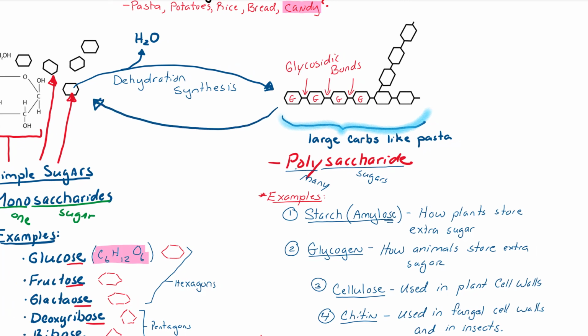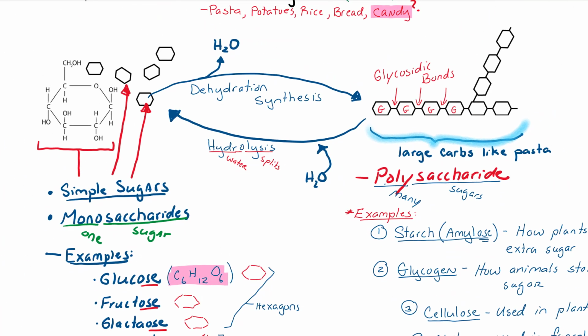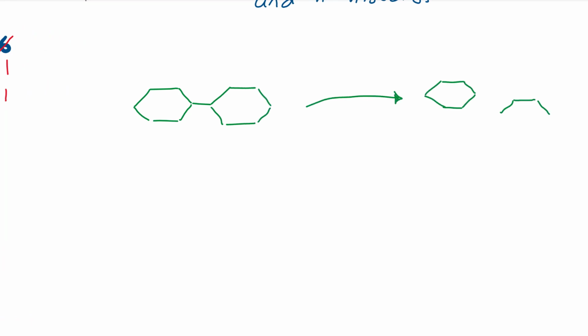How do you break down these great big polysaccharides? You do the opposite. You're going to add water to break down polysaccharide into monosaccharides. So hydrolysis splits. Adding water breaks the bonds and breaks down material into smaller material. Hydrolysis. Let's look at another hydrolysis reaction.